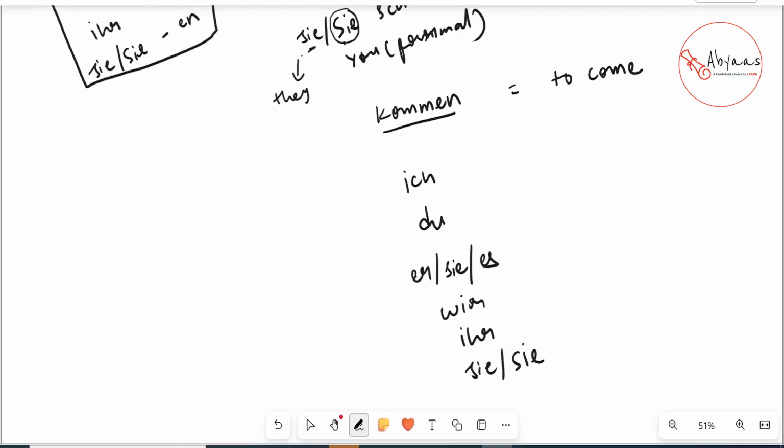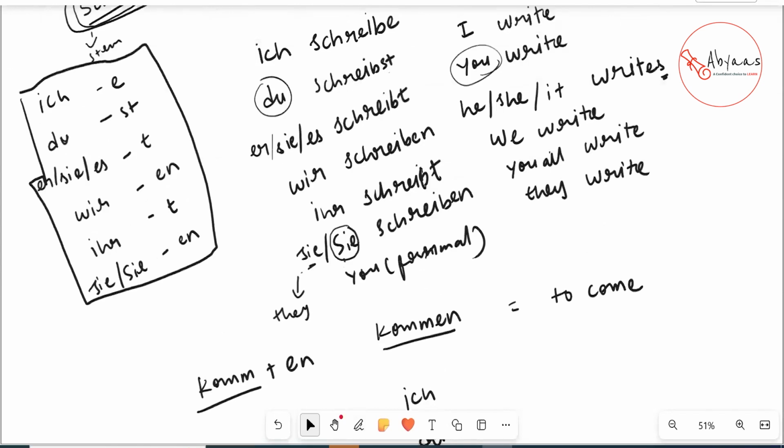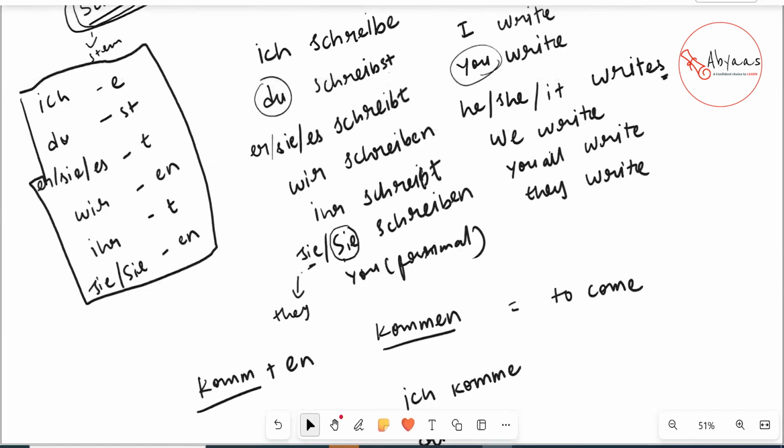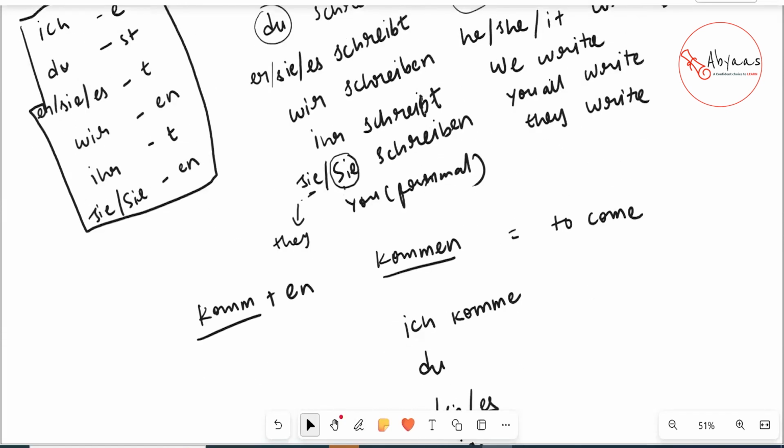So coming towards kommen, what do you need to do? You need to separate the root verb or stem verb. How do we separate it? Komm plus en. This is the root verb, and this root verb will be common for everything. Hence, with ich, which ending do I need to put? E. So over here it will be ich komme. With du, kommst.